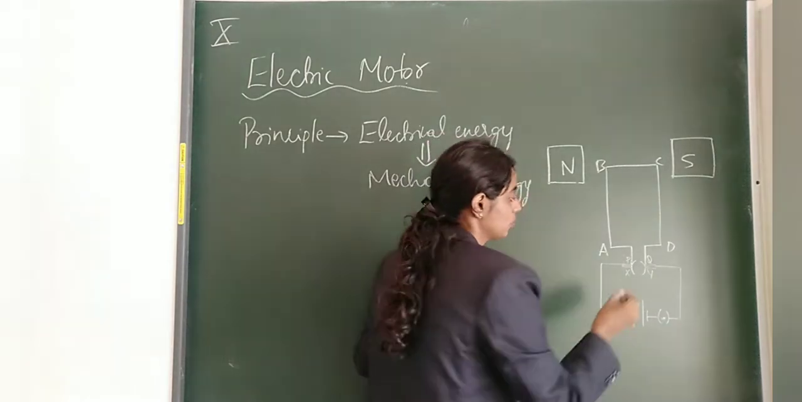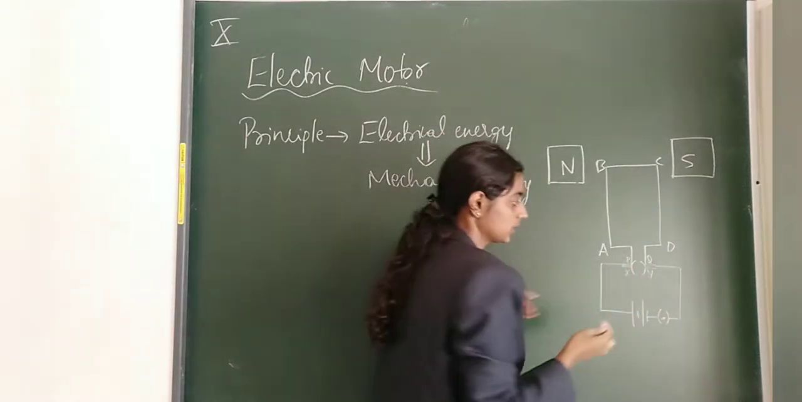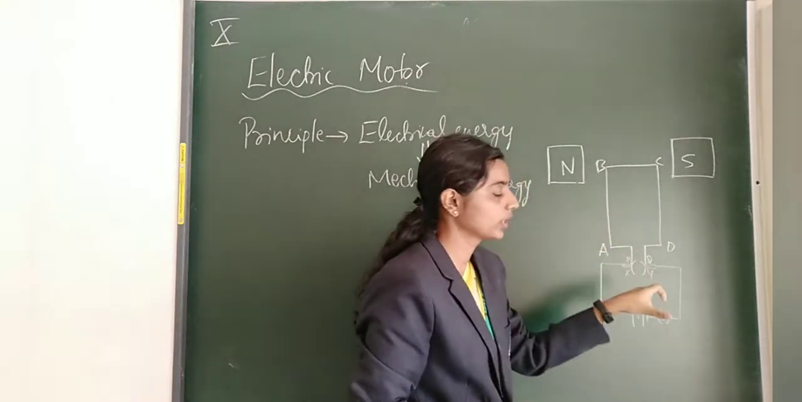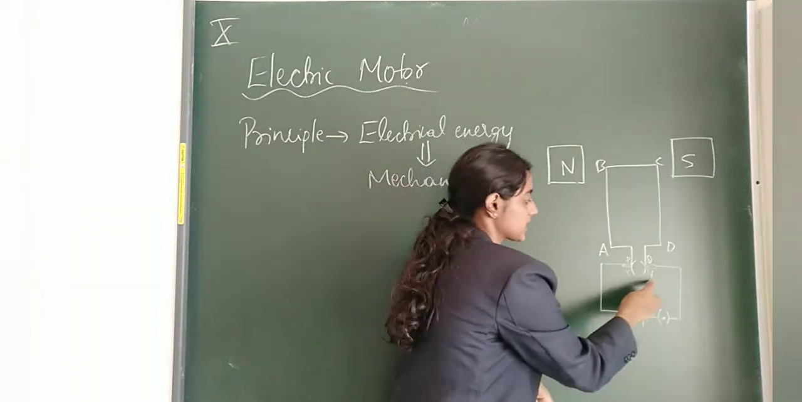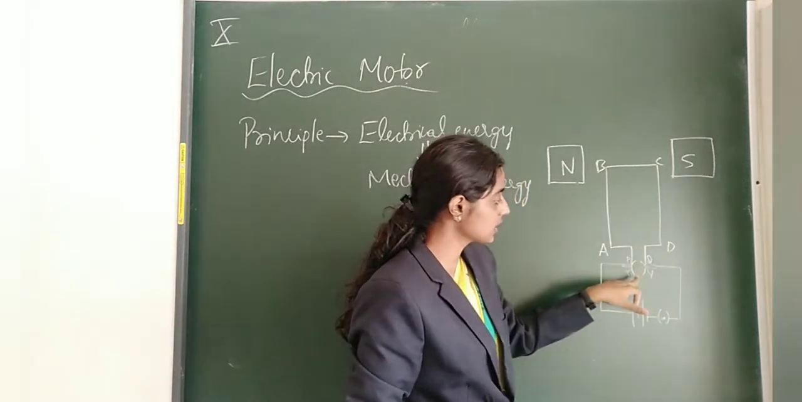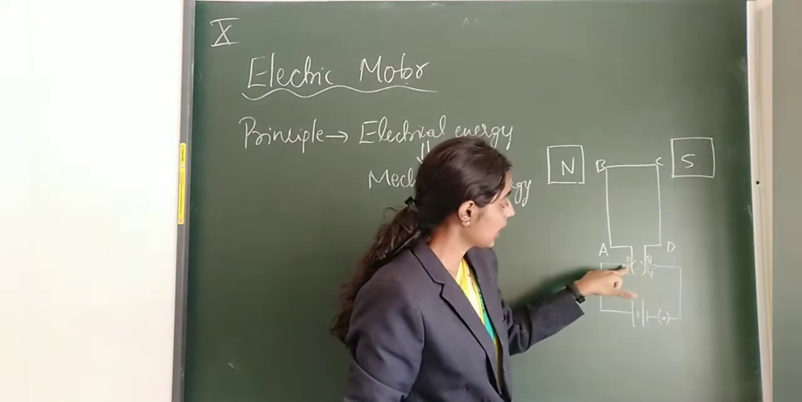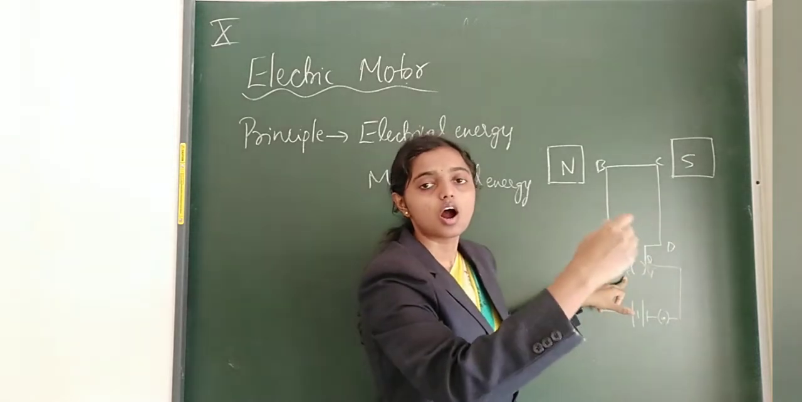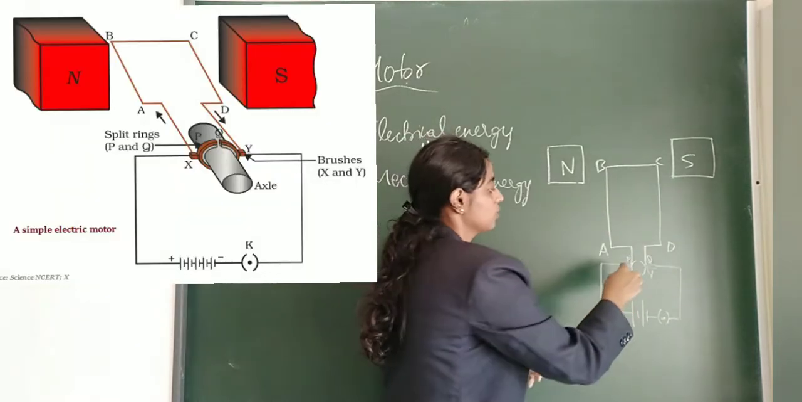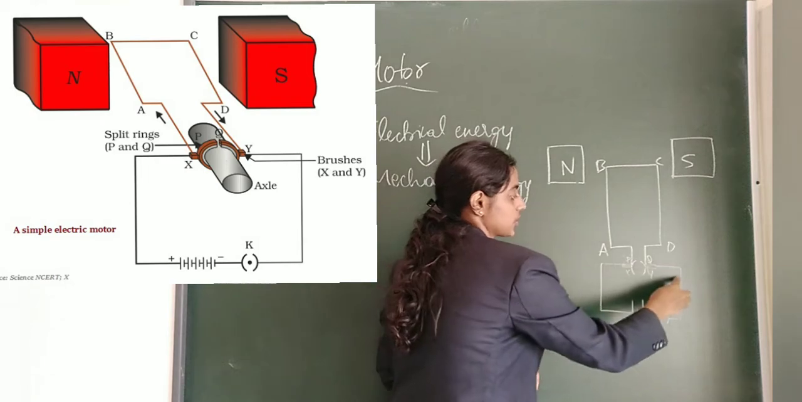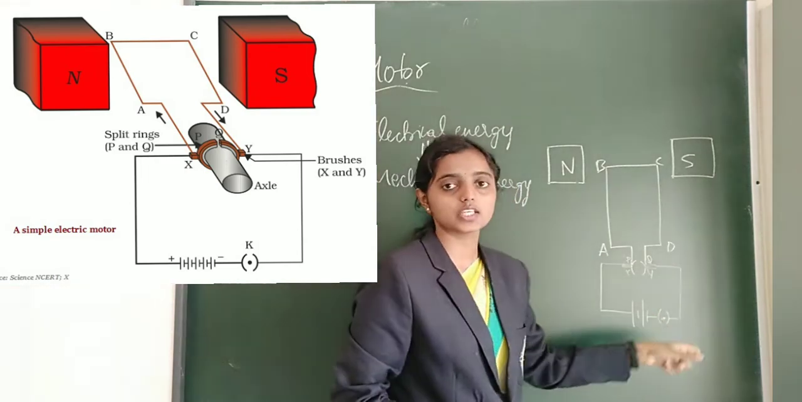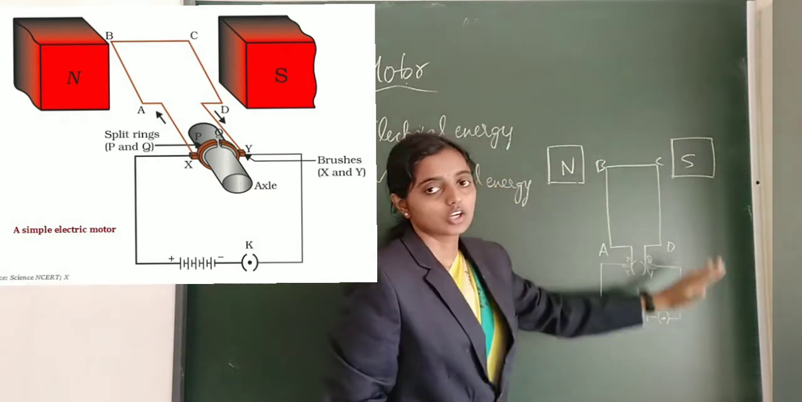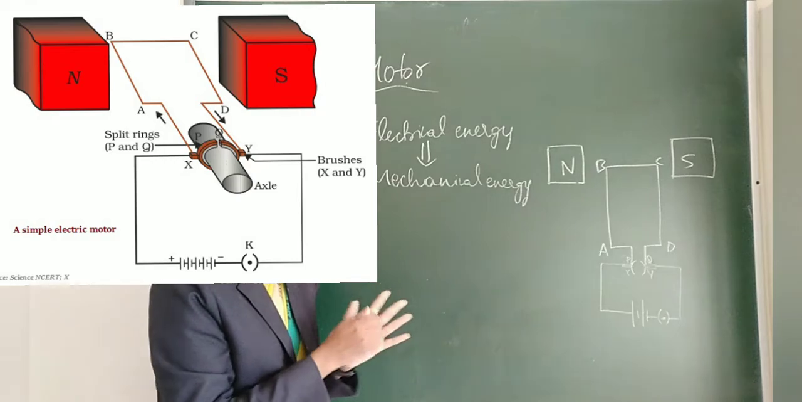Now the outer side of the split rings is in contact with stationary brushes called X and Y. These split rings are named P and Q. X and Y are stationary brushes connected to the outer area of the split rings, and using these brushes a circuit is completed along with the battery and a key. This is how the figure looks, and what I explained is the construction part.